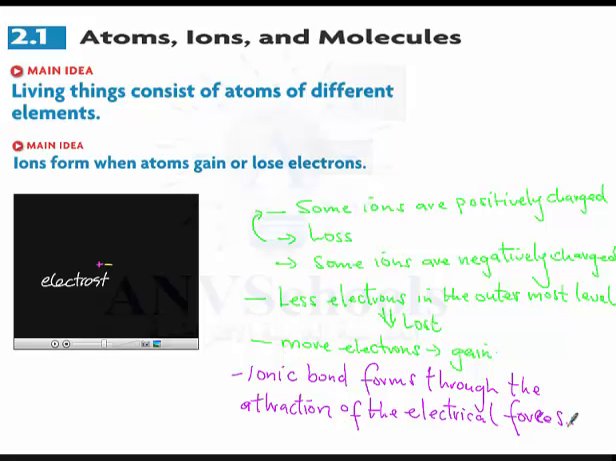So we have already looked at the examples here. In the next video, we will look at covalent bonds and how they are formed.